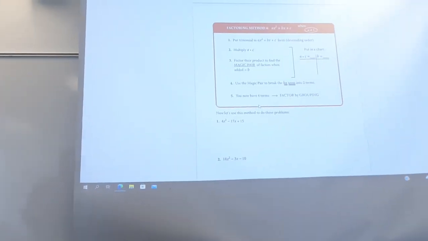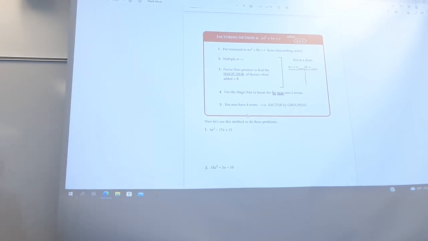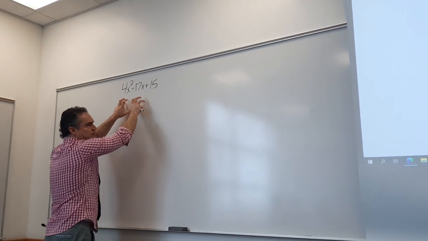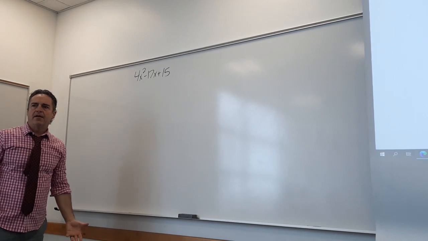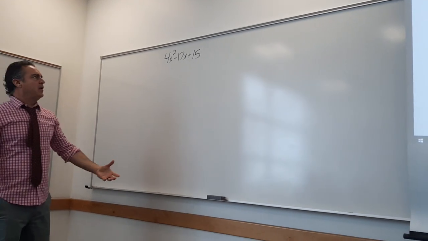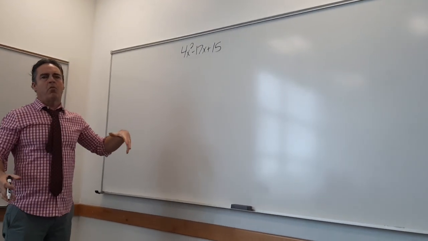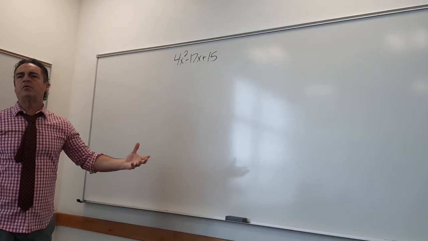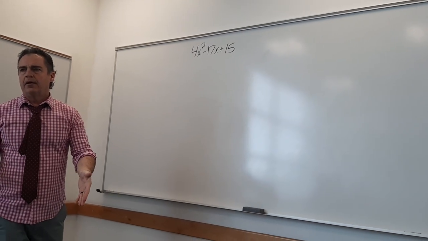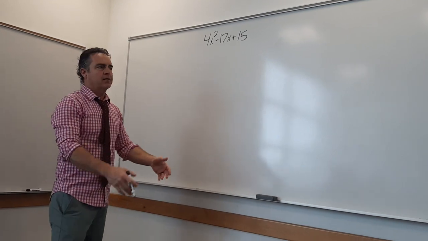So we're going to put the trinomial in descending order. Is this in descending order? Yes, it is, so we don't have to do that. Why do we need it in descending order? Because we need to clearly see what? A, B, and C.